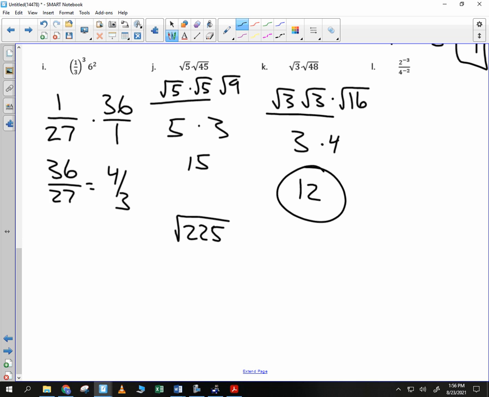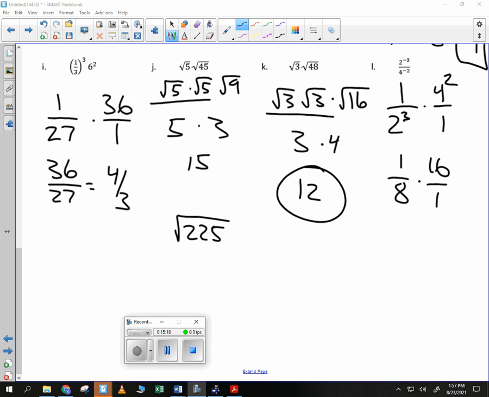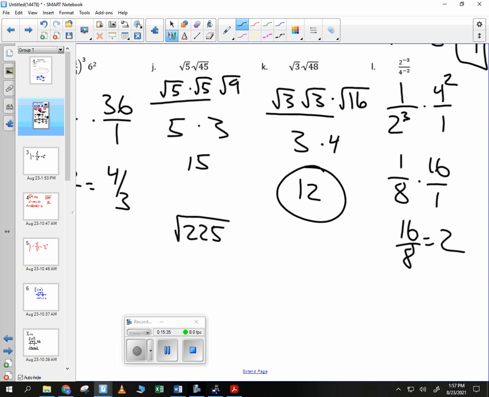Try letter L on your own. Go. Letter L. Yeah, so the 2 to the negative 3rd, you drop that 2 to the 3rd to the denominator. It gives you 8 in the denominator. And then the 4 to the negative 2, you bring in the numerator, get 4 squared, which is 16. So 16 over 8 is 2, which I saw most people come up with. Good. Flip it over.